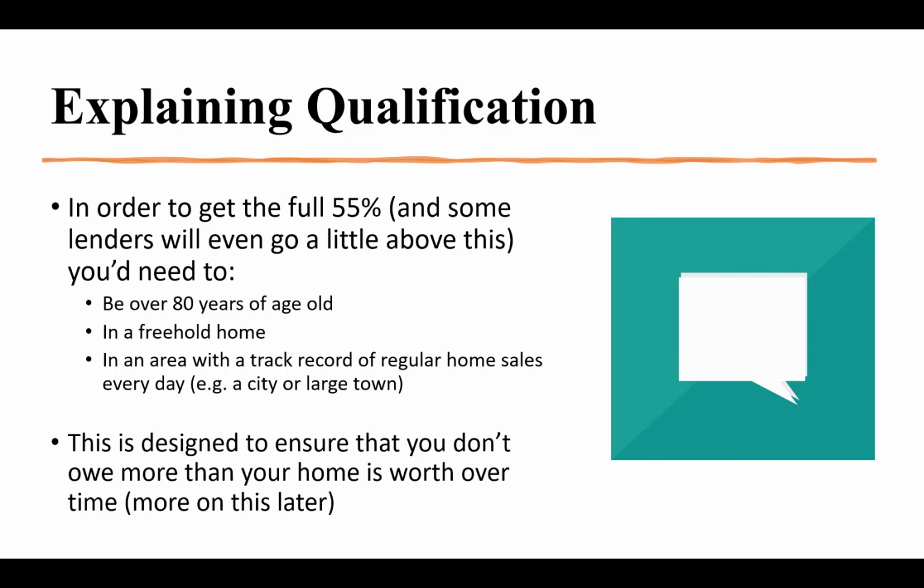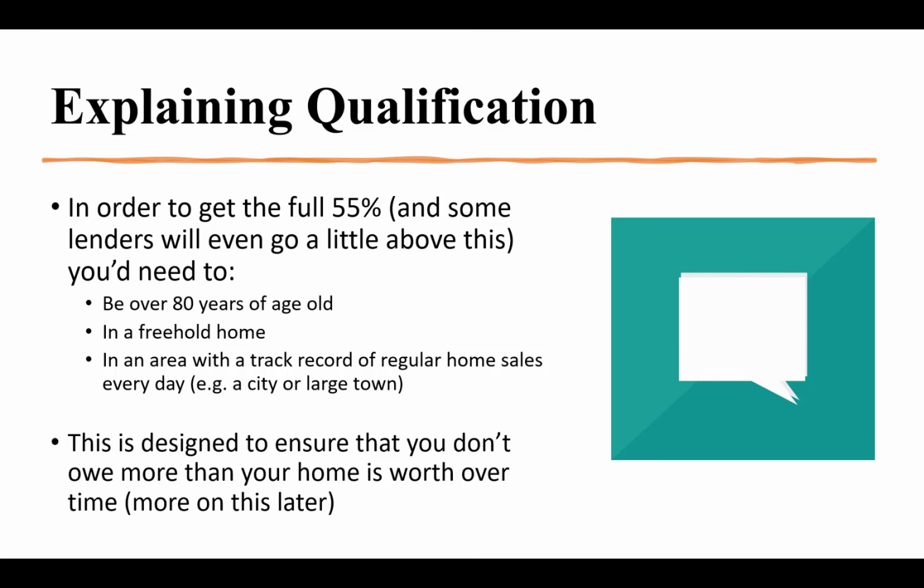The other thing to note here as well is that this is actually conservative lending that's designed to ensure you don't owe more than your home is worth over time. And I'm going to explain a little bit more about this later as well. But the idea is that if you get a reverse mortgage at 55, you might be sitting with that reverse mortgage for 20, 30, 40 years. And that's a lot of interest that can add up. And what the lender doesn't want to happen is for you to owe more than your home is worth. So they lend you less when you're 55 years old because they're expecting you to hold that mortgage for longer.